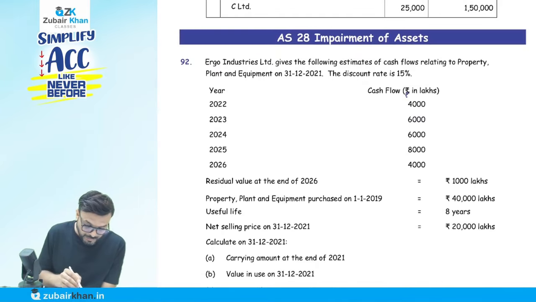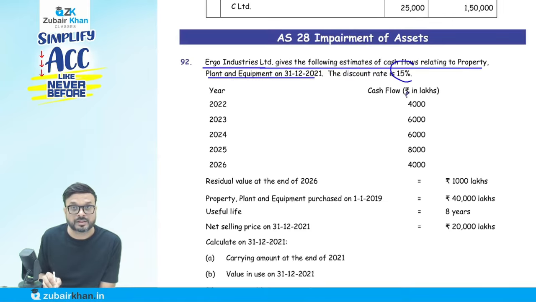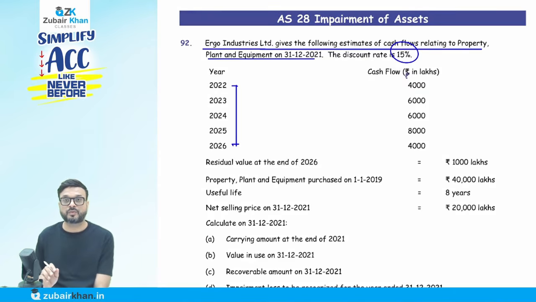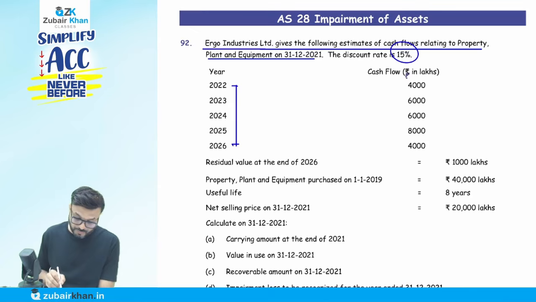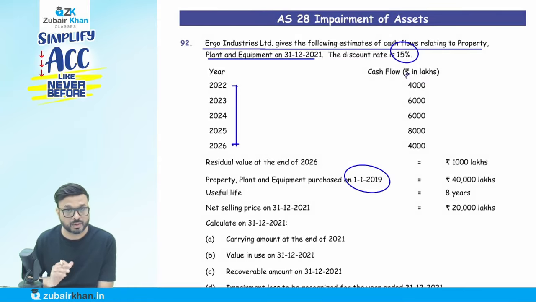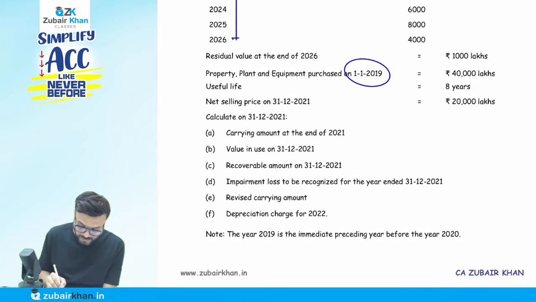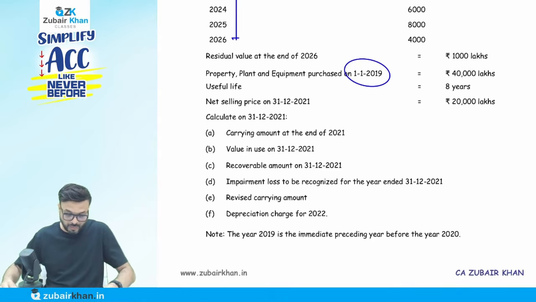They say Erco Industries Limited gives the following estimates of cash flow relating to property, plant and equipment on 31st of December 2021. The discount rate is 15%. They have given us the cash flow of the next 5 years, 2022, 23, 24, 25 and 26: 4,000, 6,000, 6,000, 8,000, 4,000. Residual value at the end of 2026 is 1,000 lakh. Property, plant and equipment purchased on 1st of January 2019 at rupees 40,000. Useful life is 8 years. And the net selling price on 31st December 21 is 20,000 lakh. There are so many things. They say calculate the carrying amount at the end of 2021.